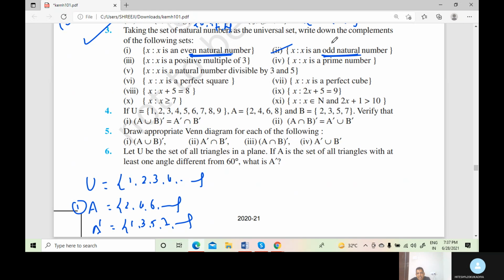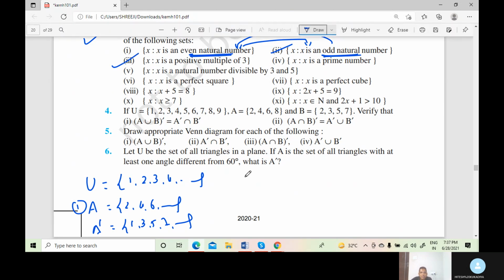Second is the answer of first and first is the answer of second. Alternate question, very good. The complement of even natural numbers is odd natural numbers. The complement of odd natural numbers is even natural numbers. Okay. Now the third question: X is a positive multiple of 3. Positive multiples of 3: 3, 6, 9, and so on. Now the complement: cancel all these elements from the universal set.